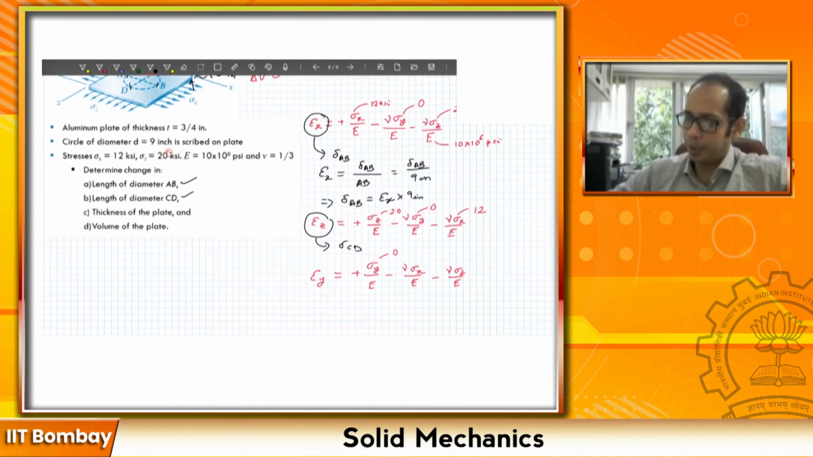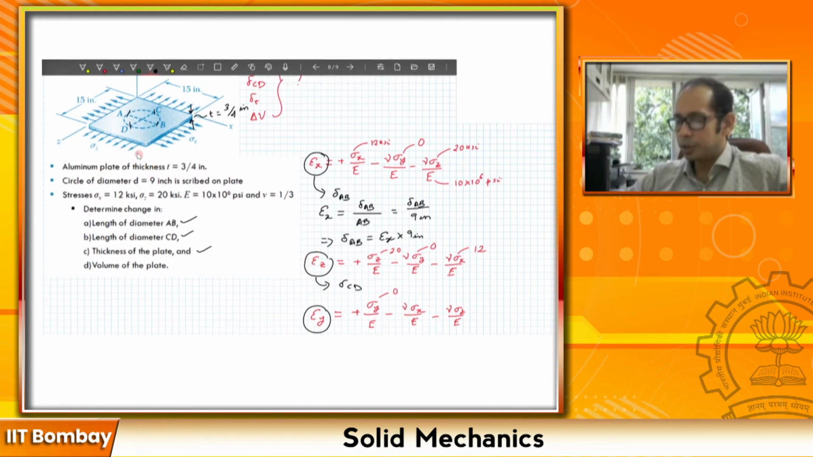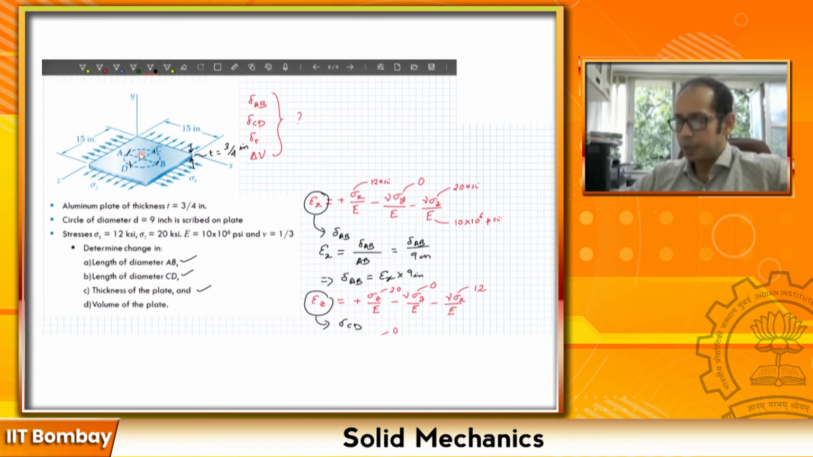So with that you can calculate this one over here, and with that you can calculate the delta of your thickness T, right? The original thickness is given as 3/4 of an inch, so you can calculate that. That solves this one. The last one is to compute the volume of the plate, and you can do it in two equivalent ways. The first way: the original volume is simply 15 times 15 times this particular thickness over here.